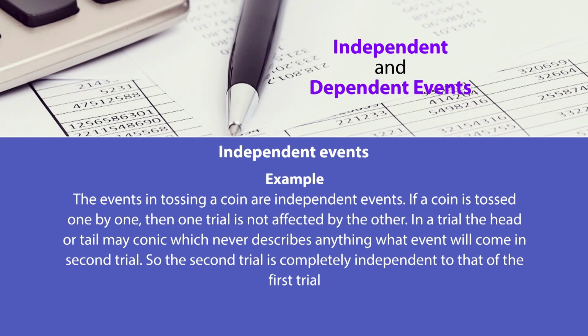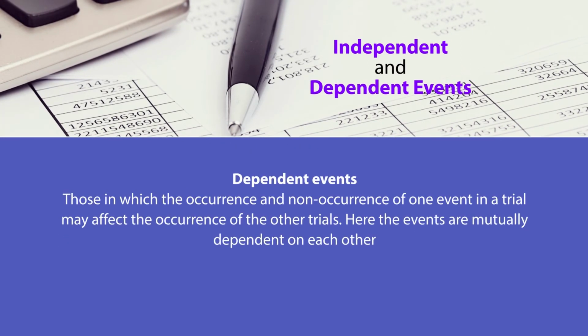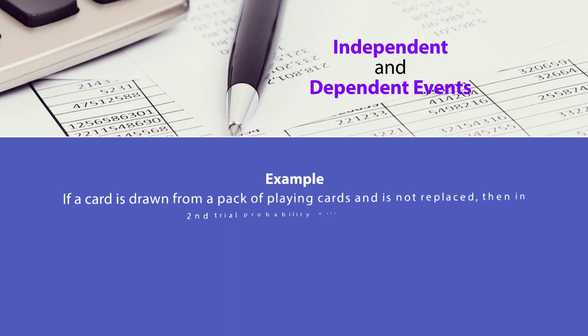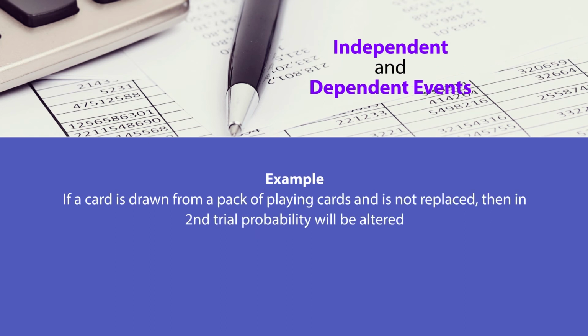And if you talk about dependent events, the dependent events are those in which the occurrence and non-occurrence of one event in a trial may affect the occurrence of the other trials, and here the events are mutually dependent on each other. So if a card is drawn from a pack of playing cards and it is not replaced, then in the second trial the probability will be altered.